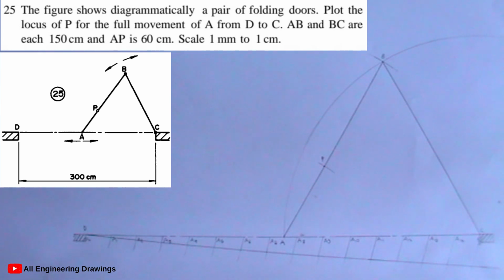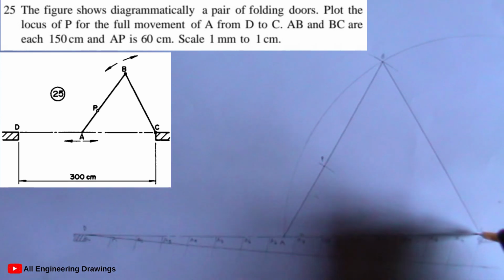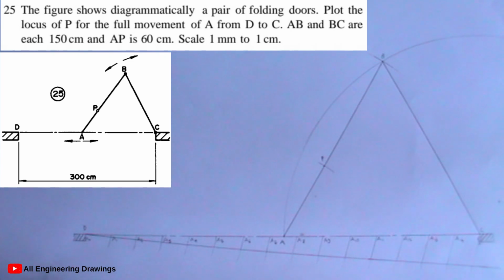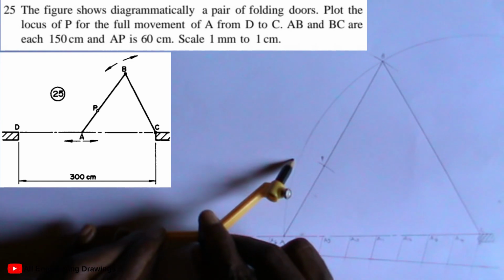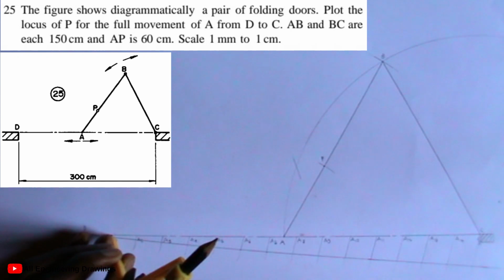So next, we'll adjust our compass to 150 millimeter. So remember, line CB is 150 millimeter. So we'll just take measurement from there. Then we'll place our compass on A1. Then we'll cut arc on this arc we cut here. So we'll call the point B1.